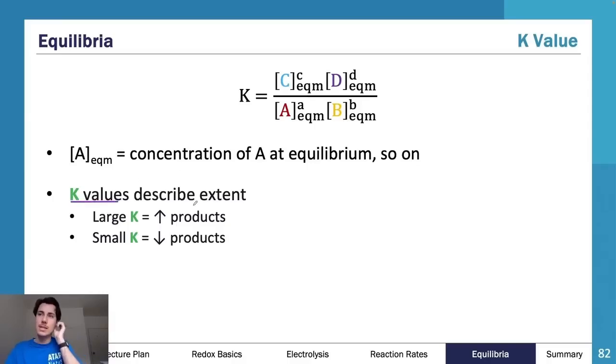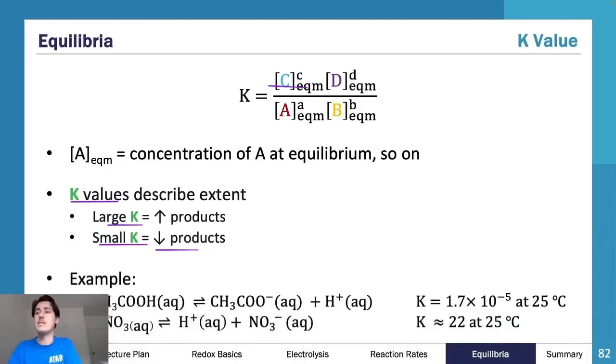K values describe the extent. A large K value will have lots of products. A small K value will have not a lot of products, which means a large K value tells you that the extent is very much to the right. I've got lots of products. A small K value tells you I'm very much to the left. I've got lots of reactants.